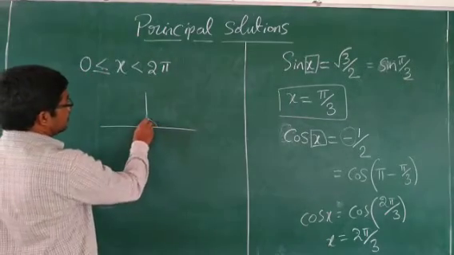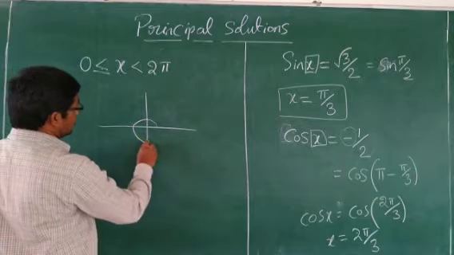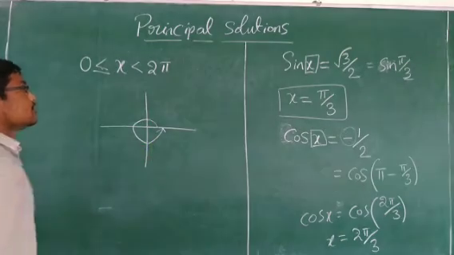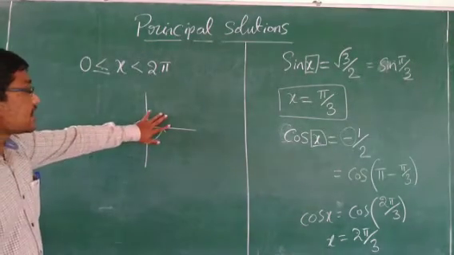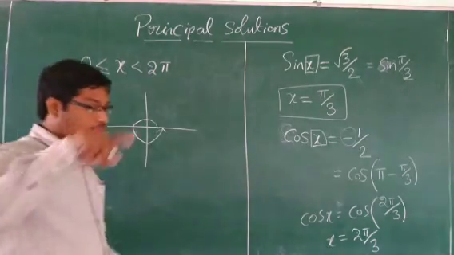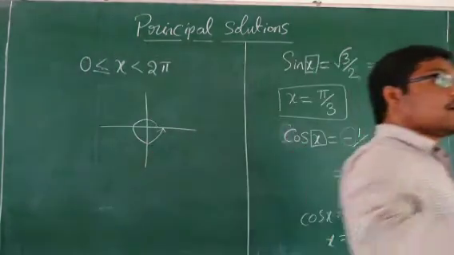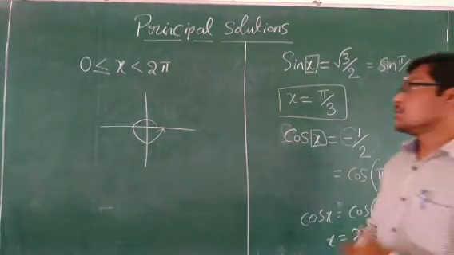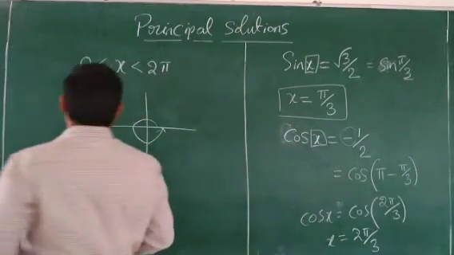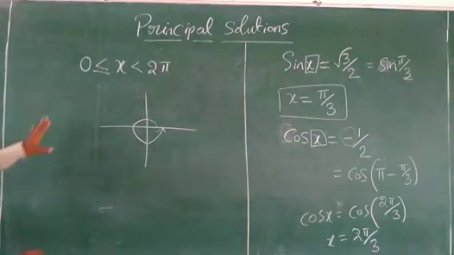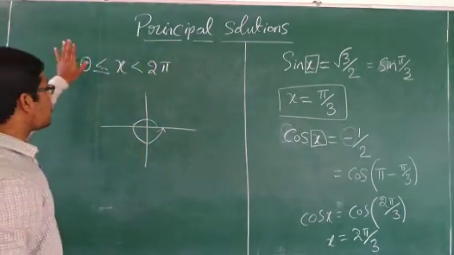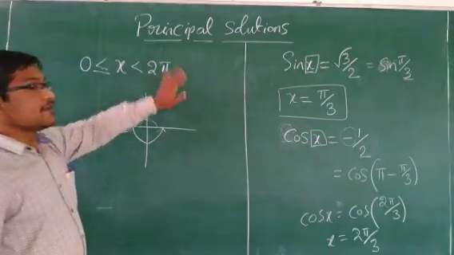If you take this is pi by 2, pi, 3 pi by 2, 2 pi. So we are making one full circle. You can take the angle in the first, second, third and fourth quadrant. We should take only one full circle. We cannot go one more time, because if you go one more time you will get the same values. So principal solution means you should take only this value. Your x value should be between 0 to 2 pi.